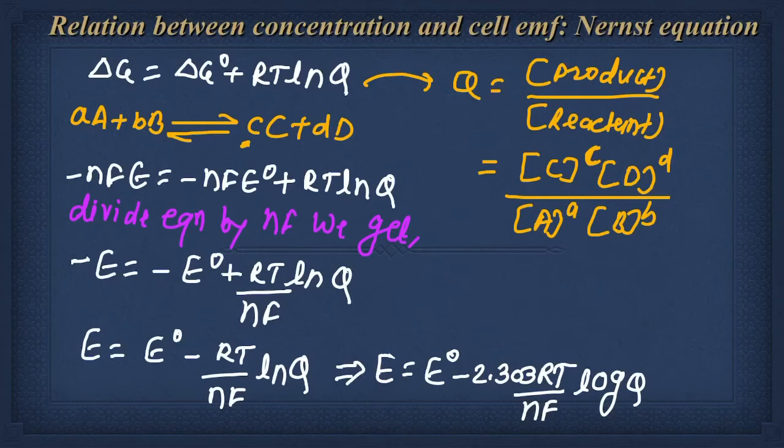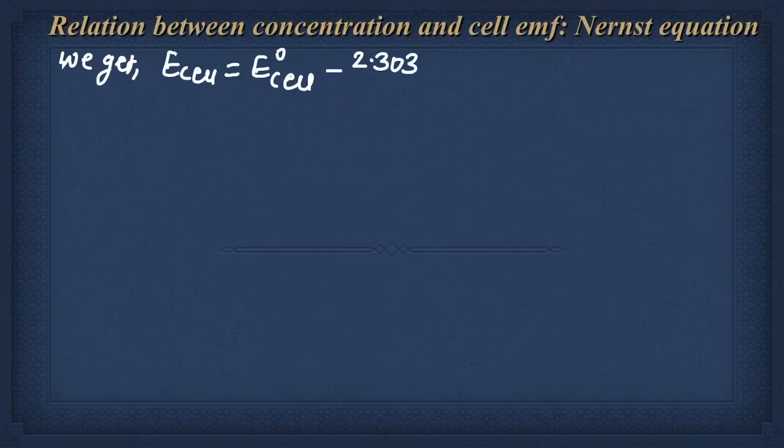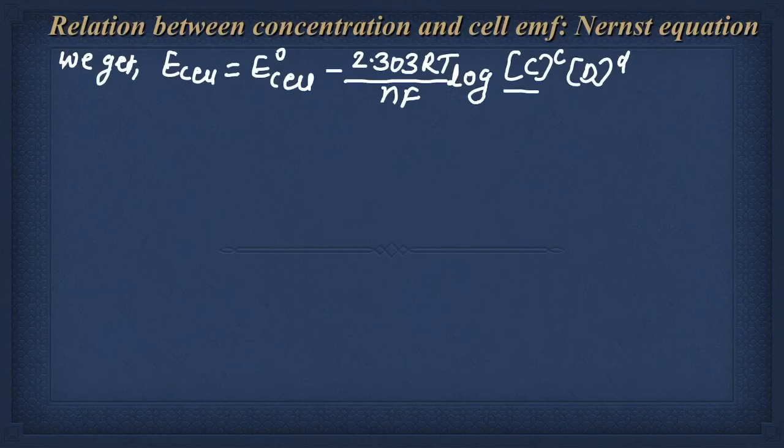When we put this value, that is the concentration of the product to the concentration of the reactant, we get E cell is equal to E standard cell minus 2.303 RT divided by nF log of C raised to power c, D raised to power d, divided by A raised to power a, B raised to power b. So that is the product concentration divided by the reactant concentration.